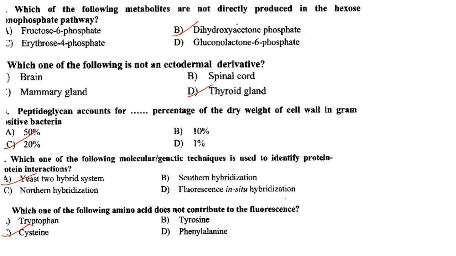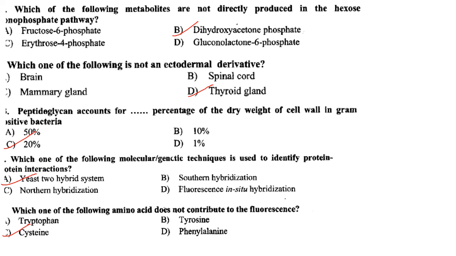Answer is option D. Peptidoglycan accounts for dash percentage of the dry weight of the cell wall in gram-positive bacteria. So peptidoglycan makes up about 10% of the dry weight of the cell wall of gram-negative bacteria and as much as 20 to 25% of the dry weight in gram-positive bacteria. So they have asked for the gram-positive bacteria. So the answer is option C, that is 20%.